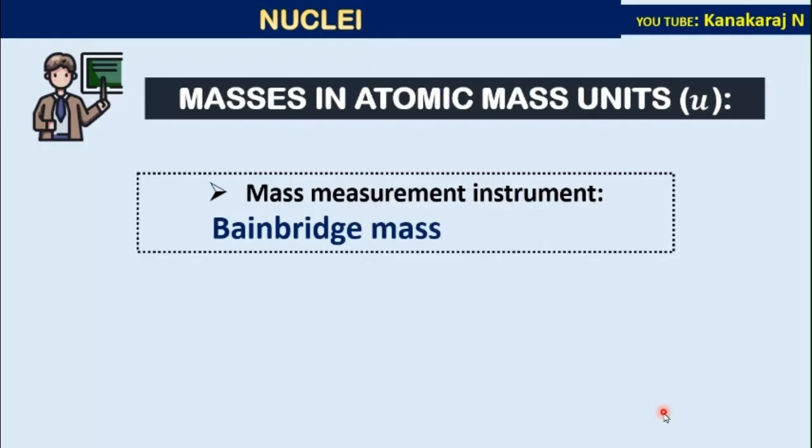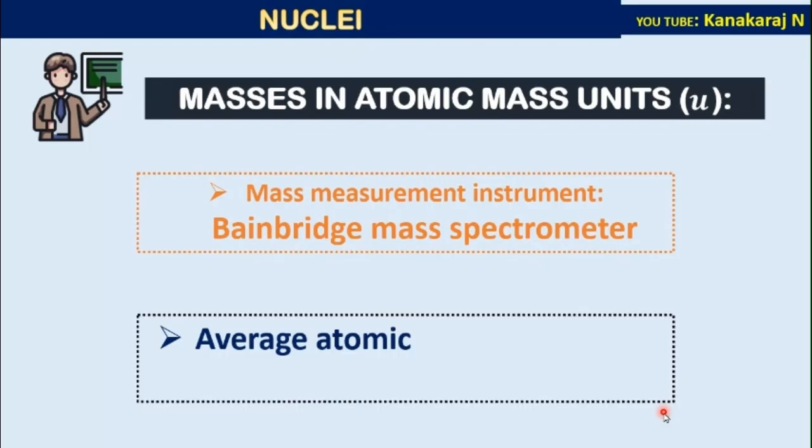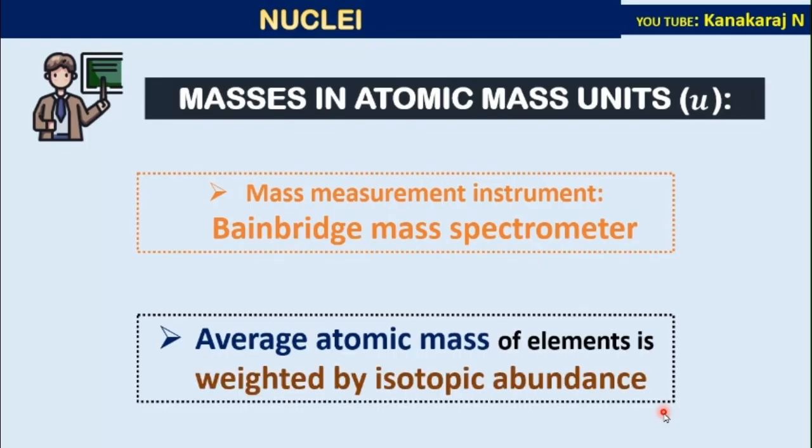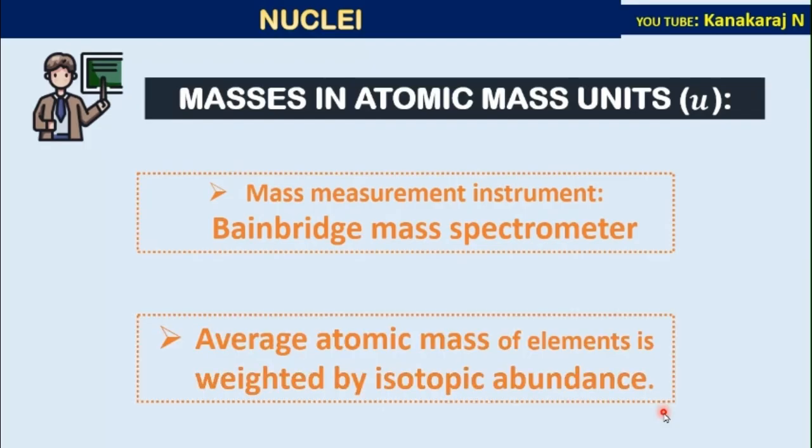Mass measurement instrument: this is the Bainbridge mass spectrometer. Atomic masses can be calculated from the Bainbridge mass spectrometer. The average atomic mass of an element is weighted by isotopic abundance.